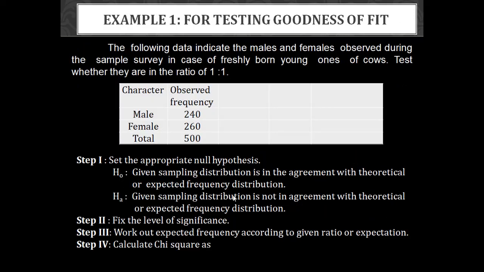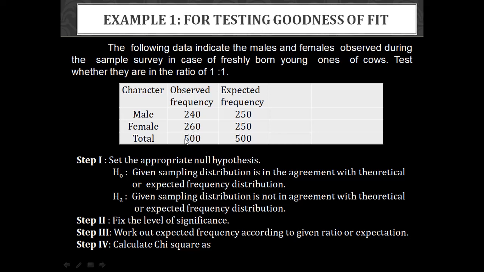Now this is one numerical example. We have data for male and female observed during a sample survey, and we expect that the ratio of male to female should be 1:1. These are the observed frequencies which we found during our survey. There are 500 samples, out of which 240 were male and 260 were female. Usually, as we saw earlier, these are the steps which we have to follow. Based on the ratio of 1:1, we work out the expected frequency.